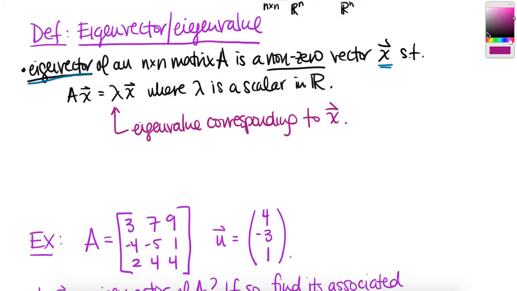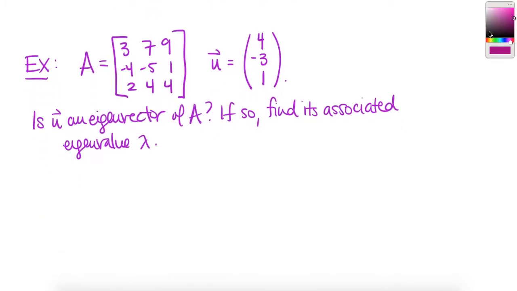Let's go ahead and do an example here. We have a specific 3 by 3 matrix and a vector, and we want to answer the question: is u an eigenvector of A? If so, we want to find its eigenvalue. Let's go back up and remember, it's an eigenvector if A times x is just a scalar multiple of x. So that's all we want to do: look at A times x.